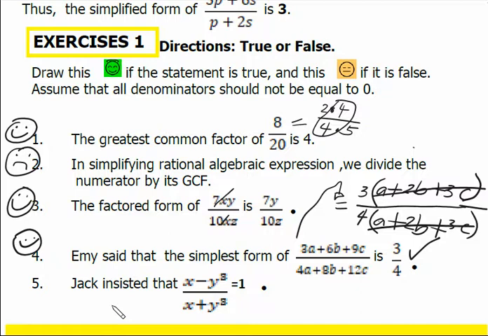Smiley. Okay, number 5. It says Jack insisted that (x minus y) cubed all over (x plus y) cubed equals 1. Well, Jack just simply cancelled this, this, this, and this, and then it's 1. So this is a no, no. So this is a false statement. Frowny. Okay. We're done with exercises number 1.